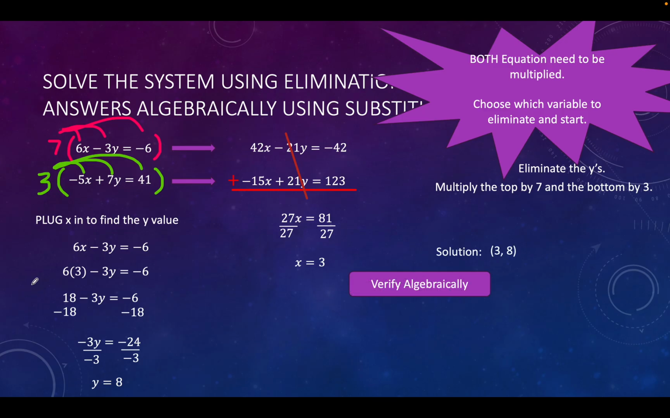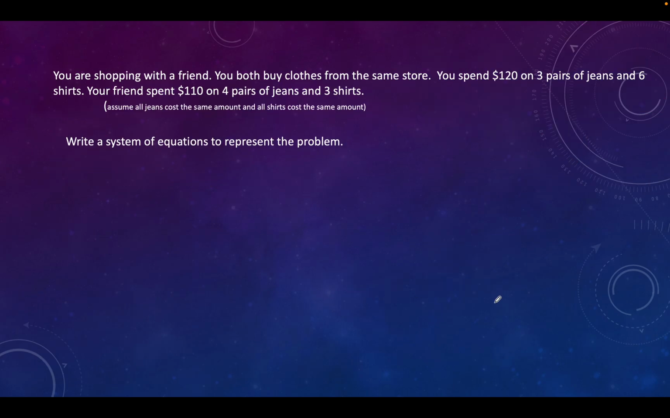So our solution is (3, 8), but let's verify it. So if we take one of the original equations, notice I'm not taking one of the equations we multiplied. I'm taking this one inside the green parentheses, putting the 3 in for x, putting the 8 in for y, and it checks out. So (3, 8) is our solution. All of these, you'll always be able to double check your solution algebraically.